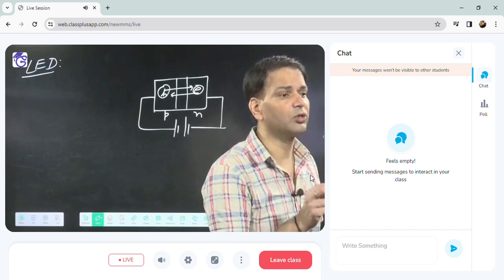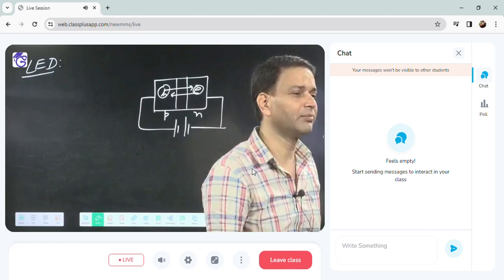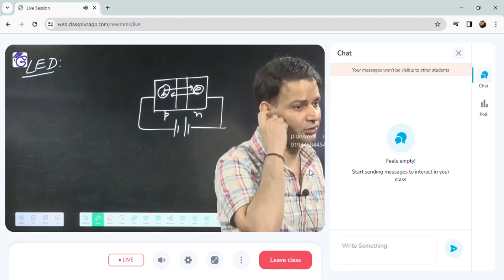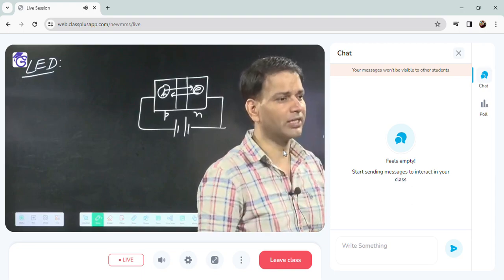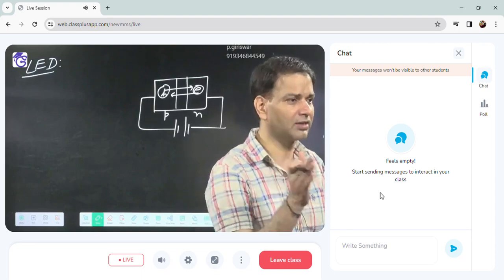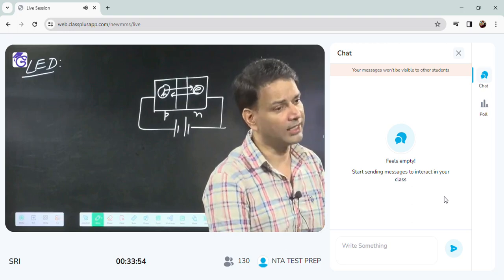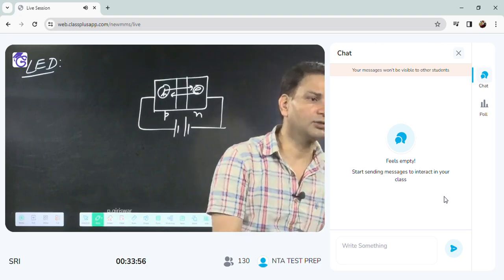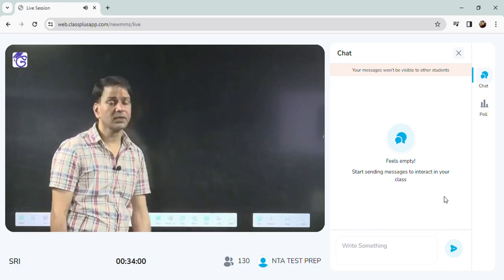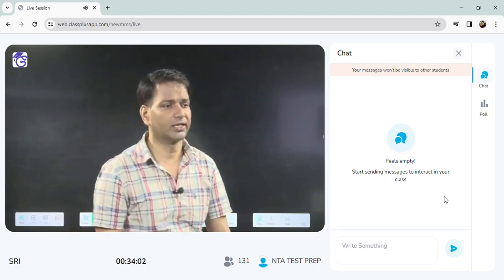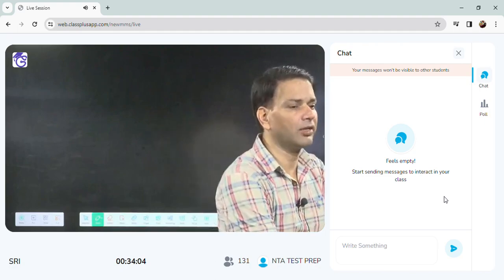That's why we cannot use the silicon diode and germanium diode in the home LED that we are using. Understood or not? So that's why we are using a compound, gallium arsenide and phosphorus. There are three combinations we are using to make the LED. Understood or not? All these points are there in the notes. Everybody got it?